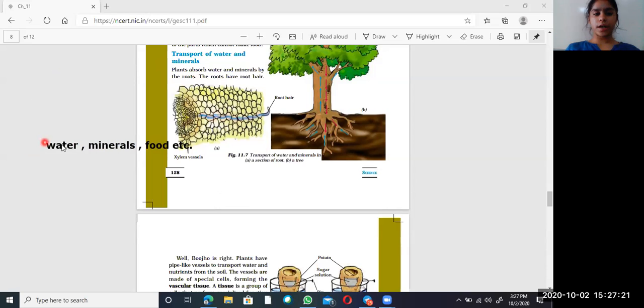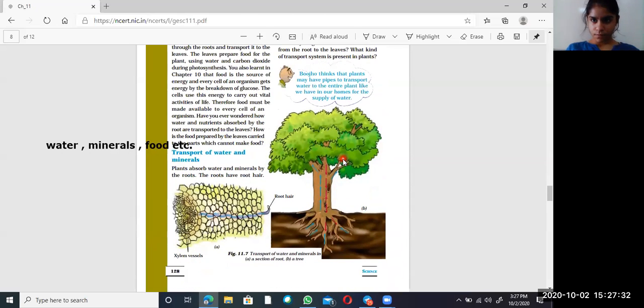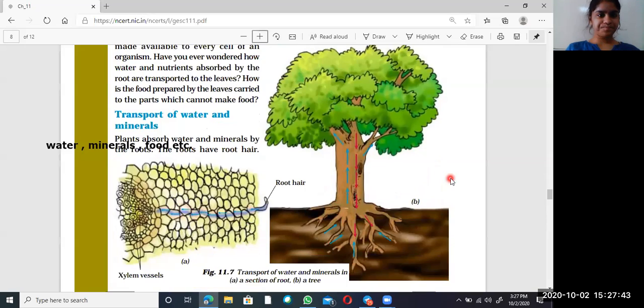Because what else do plants need? They need water, they need minerals, they need food. So these all things must transport. And now how do these things get transported in plants? Let's see that. Before that, let me zoom the screen a bit so that it will be quite easy.